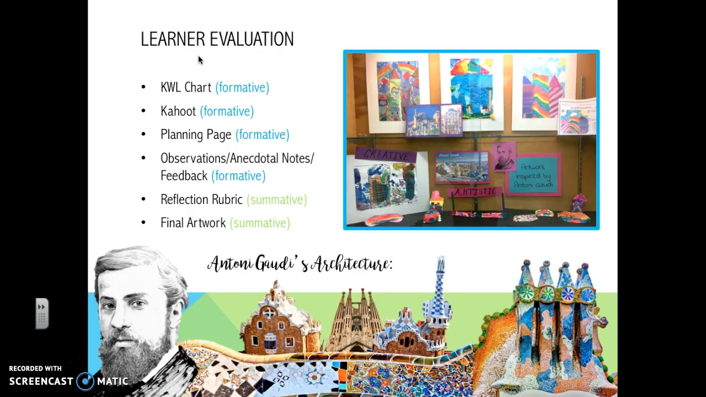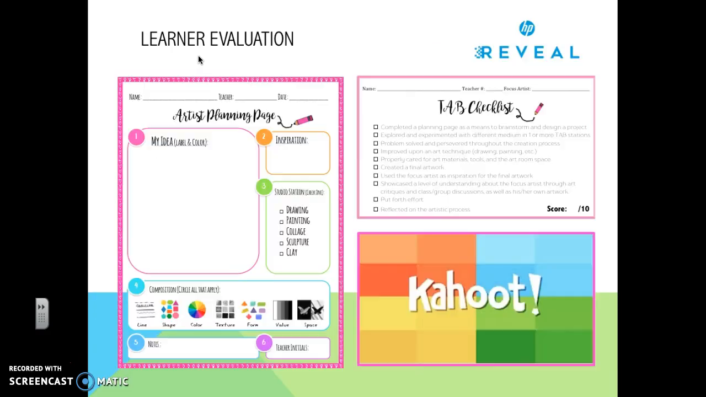Through learner evaluations, the instructor, myself, will be able to assess what the students have learned, and formative and summative evaluations will take place in the form of a KWL chart, Kahoot review game, planning page, observations, feedback, anecdotal notes, a reflection rubric, and final artwork. Here are just some examples of those learner evaluation tools. There's the planning page, the checklist rubric, the Kahoot review game, and HP Reveal will be the app for augmented reality.